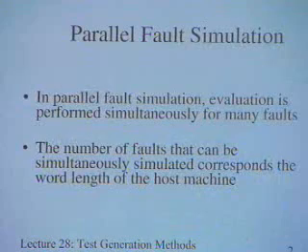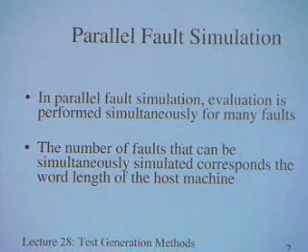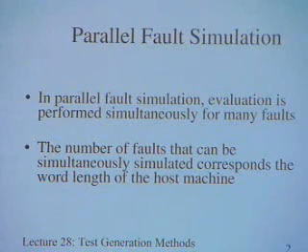So this parallel fault simulation is a very popular method in the industry for performing these tests, or for test vector generation and then doing the tests. In parallel fault simulation, evaluation is performed simultaneously for many faults. We will see an example: the number of faults that can be simultaneously simulated corresponds to the word length of the host machine. So if you are talking of a 16-bit machine on which this fault simulator is being run, then you can do 16, or 15 if you are also doing the fault-free evaluation, where 1 bit is for fault-free and 15 for the faulty evaluations.